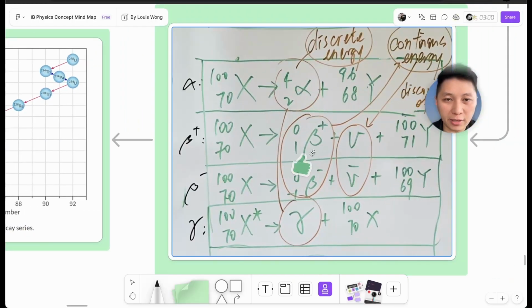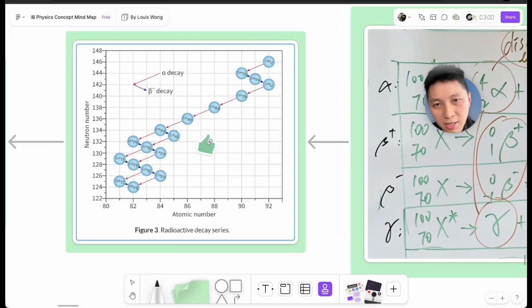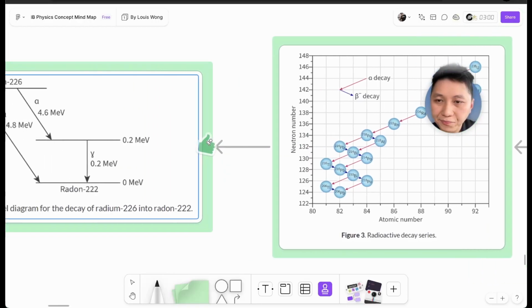Okay, so essentially if you understand this, then you should be able to understand this. It's just that you need to know this is the way we illustrate how the decay may happen, change from one nuclei to another nuclei, or maybe the element as well.